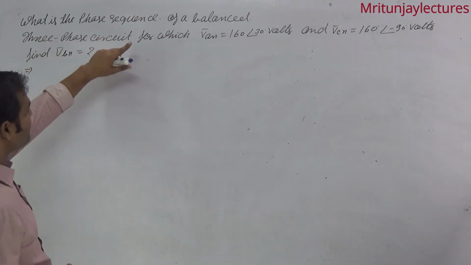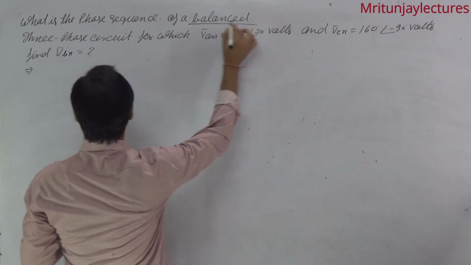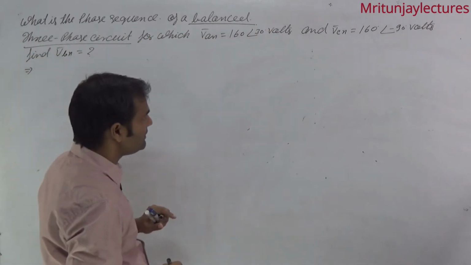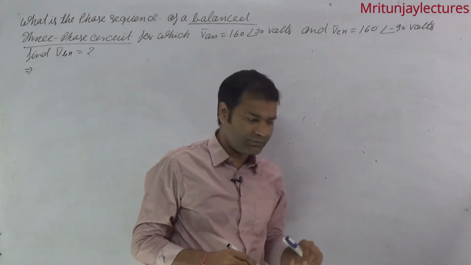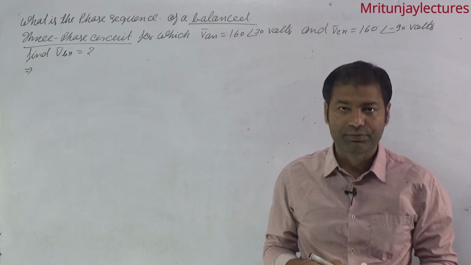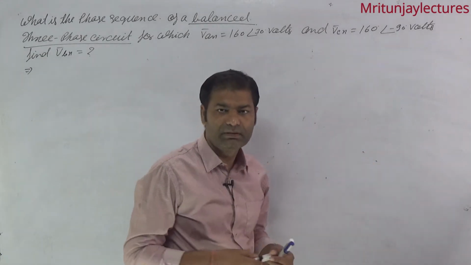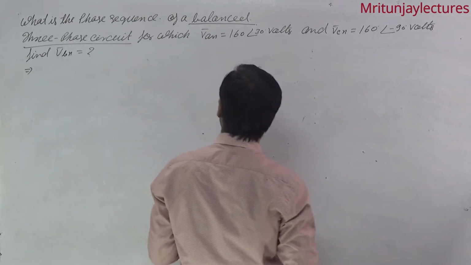What is the phase sequence of a balanced three-phase circuit? That is a balanced three-phase circuit for which VAN is given like this one and VCN like this one. Our aim is to determine VBN. So first of all, we have to determine the sequence, and after that, we determine VBN. Okay, now, how to start?